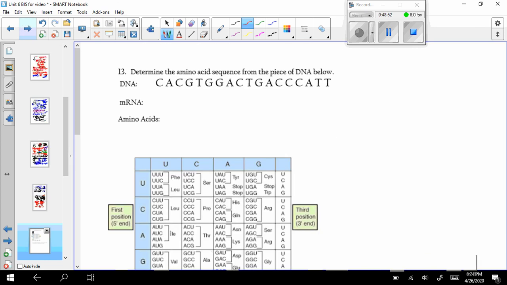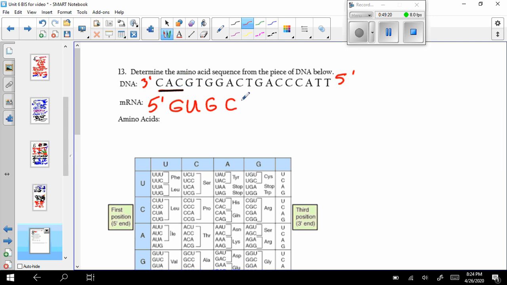All right, determine the amino acid sequence for the piece of DNA below. All right, so if this is my DNA, and this is going to be 3' to 5', my new mRNA is 5' to 3', and it would go G. Now, I would want to write a T, but I can't because RNA doesn't have T's. It has U's. So GUG is the first one.